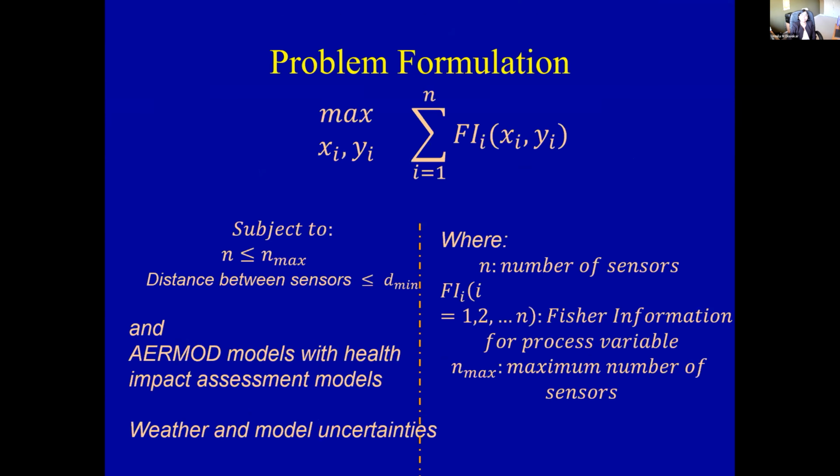I was just worried. So this is the problem formulation. We wanted to maximize Fisher information. And we use AirMod, which is an air modeling system people use in cities all over the United States and abroad. And we also consider weather and model uncertainties in the AirMod. And we considered the traffic patterns and the uncertainty of traffic patterns. And again, our decision variables are the location of sensors all around the city, X and Y direction. If we grid the Atlanta region, we can get X and Y in that.